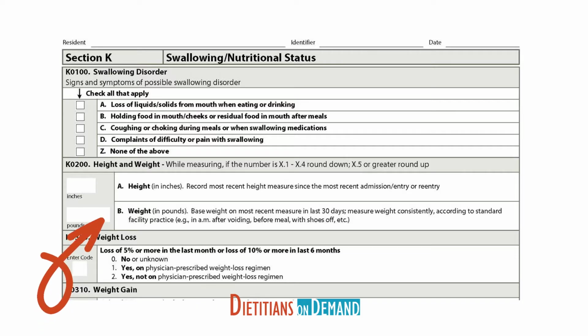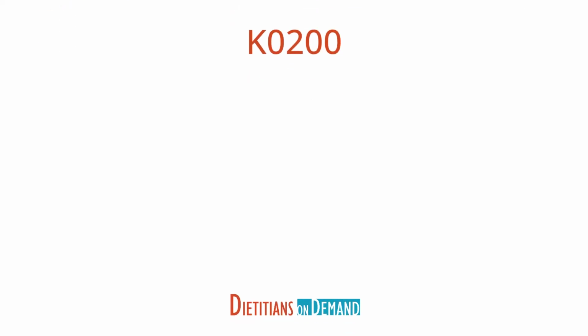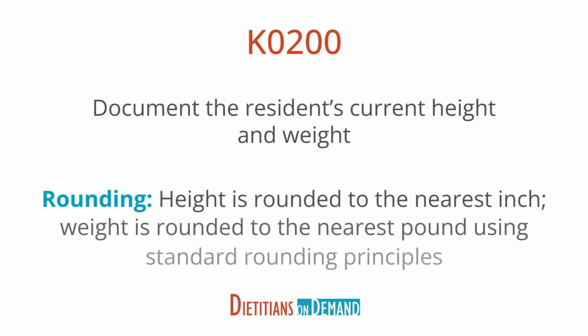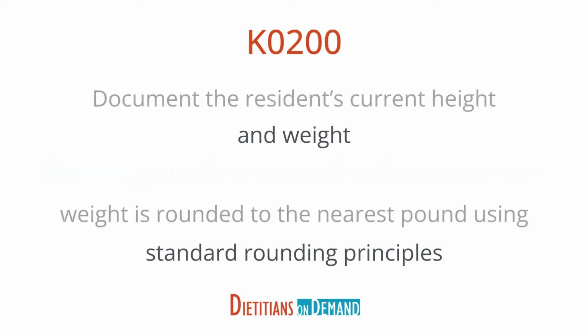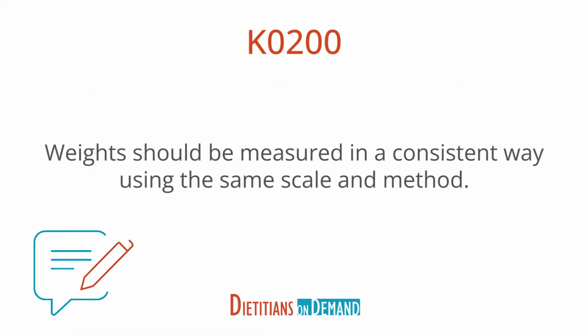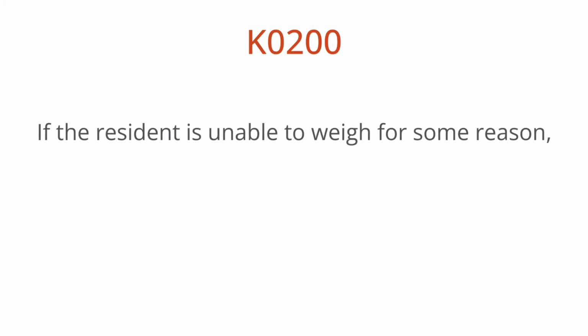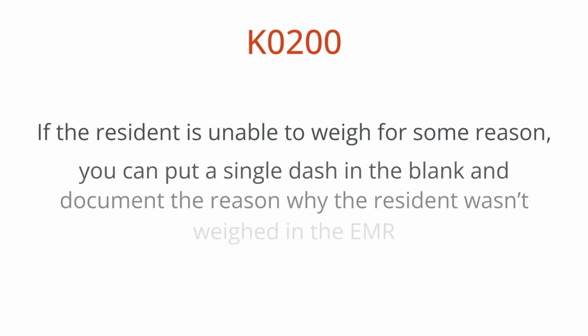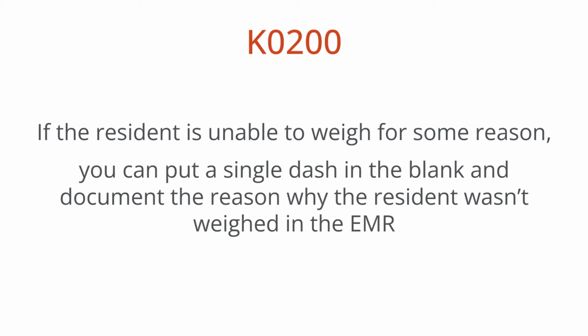The next section is K0200. Here you are documenting the resident's current height and weight. Height is rounded to the nearest inch, and weight is rounded to the nearest pound using standard rounding principles. Weight should be measured in a consistent way using the same scale and method. If the resident is unable to weigh for some reason, like they are medically unstable or receiving end-of-life care, you can put a single dash in the blank and document the reason why the resident wasn't weighed in the EMR.